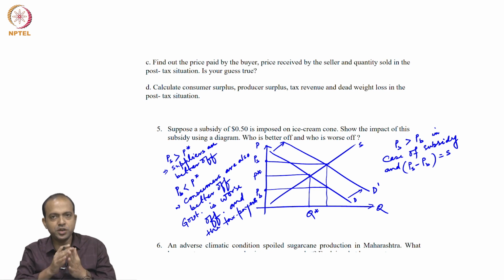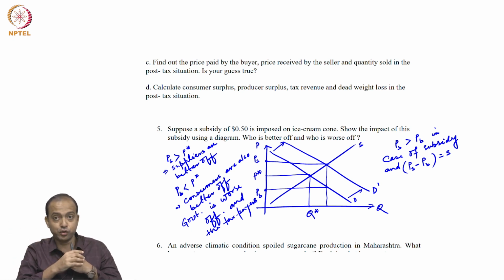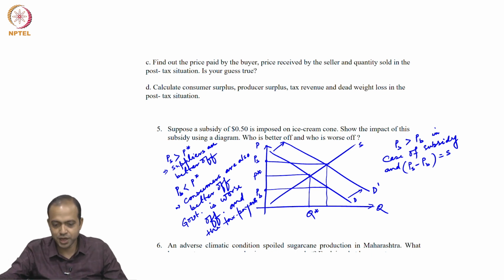So, both consumers and producers are better off in case of a subsidy, just the opposite of taxation, because in taxation both consumers and producers were worse off. Government was getting tax revenue, here government is spending, and producers and consumers are better off. Okay? That is the case of subsidy we need to keep in mind.